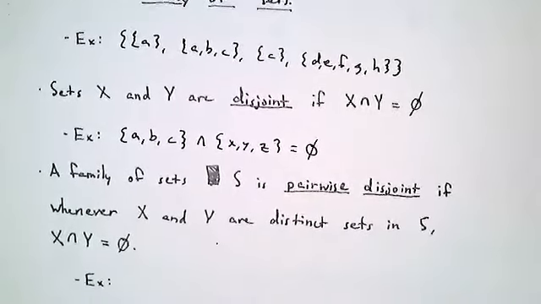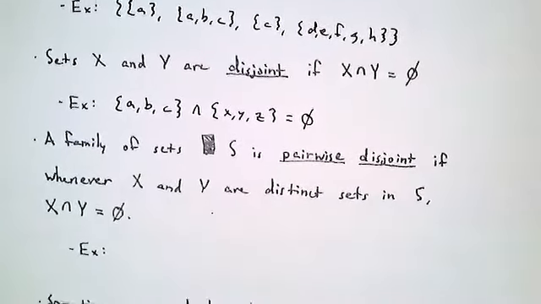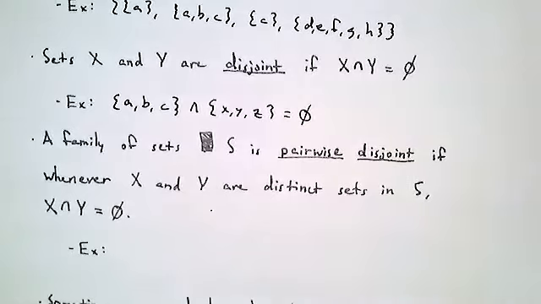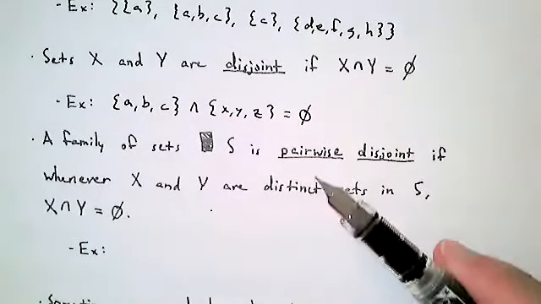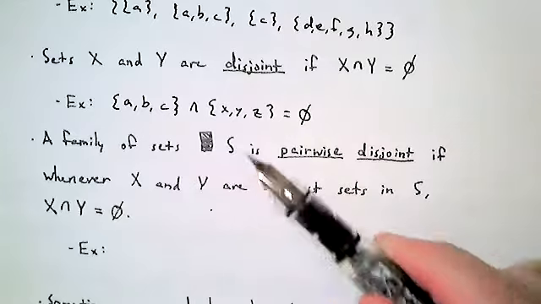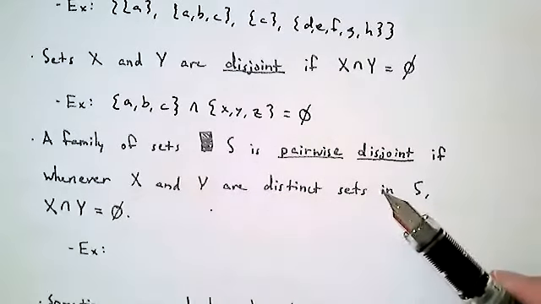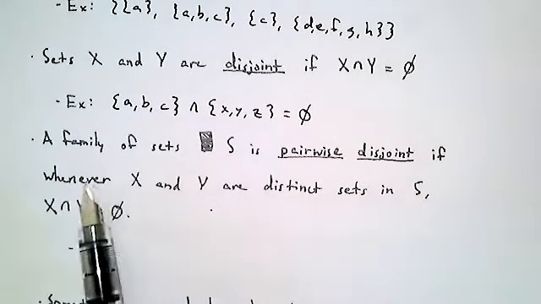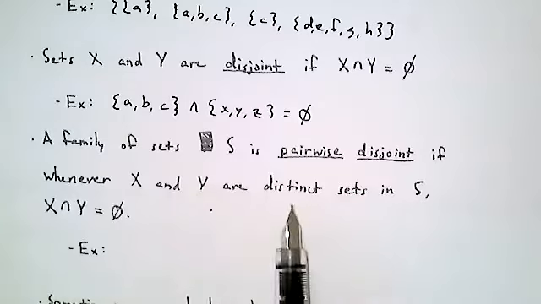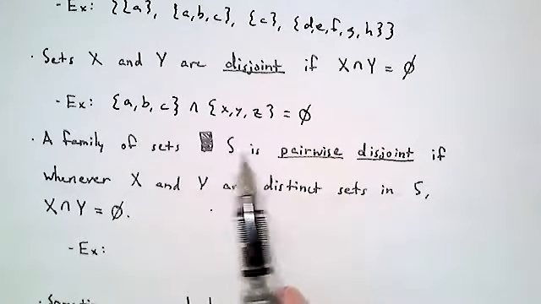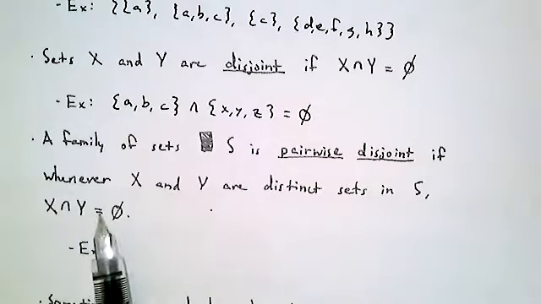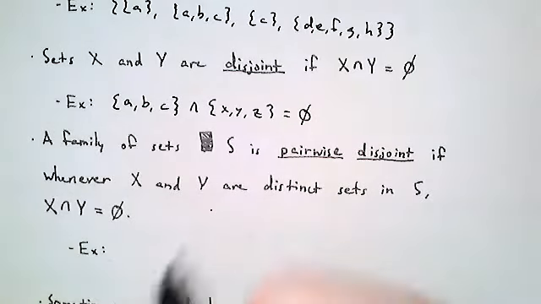So where you'll see this idea more often is in the context of families of sets. And a family of sets is, well, let's give it a name S. A family of sets S is pairwise disjoint if whenever X and Y are distinct sets of S, so they're elements in the family, their intersection should be empty.